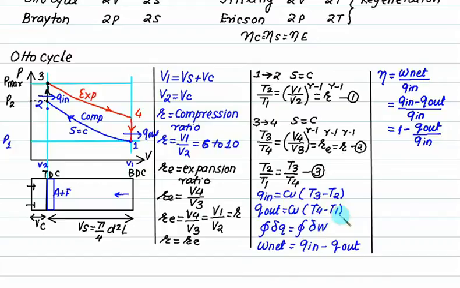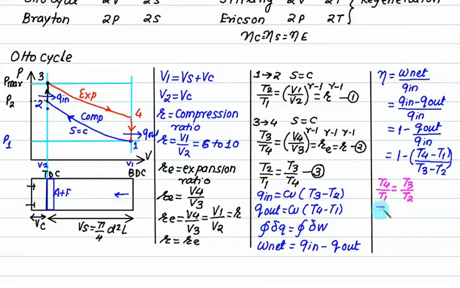divided by Q in, which is 1 minus Q out by Q in. Q out is CV into (T4 minus T1) and Q in is CV into (T3 minus T2). So CV will be cancelled. It is 1 minus (T4 minus T1) upon (T3 minus T2). To solve this equation, we have this condition: T3 by T4 equals T2 by T1, so we can make it equal to T4 by T1, which equals T3 by T2.